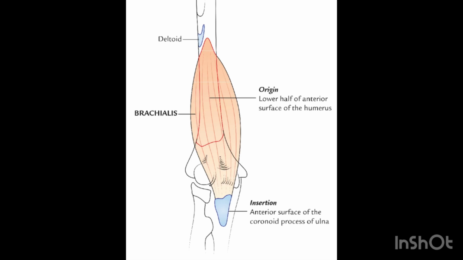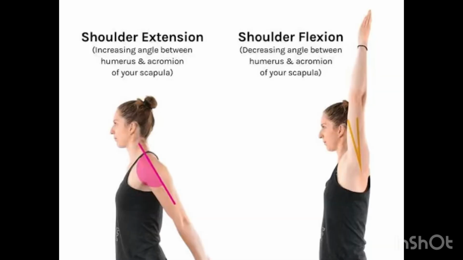While the brachialis is coming from the anterior surface of the lower end of the humerus. Don't forget it. The action of the coracobrachialis is that it flexes the arm at the shoulder joint, and it does weak adduction.